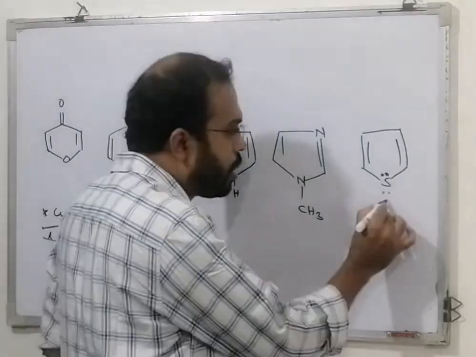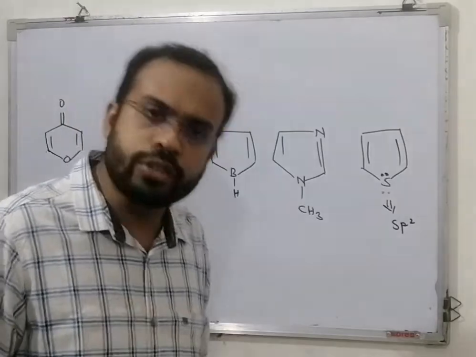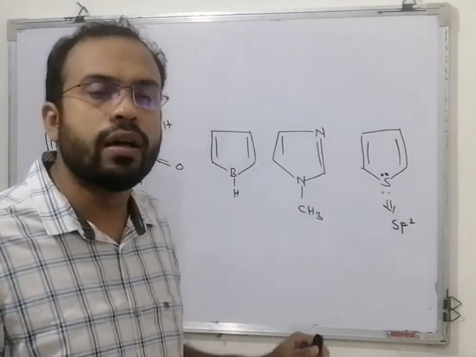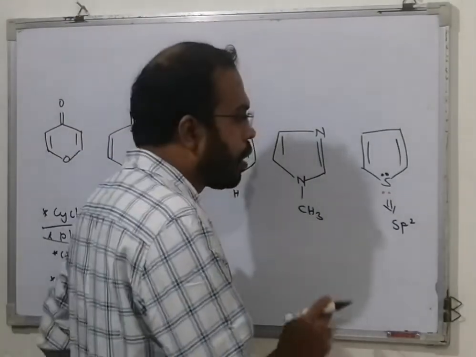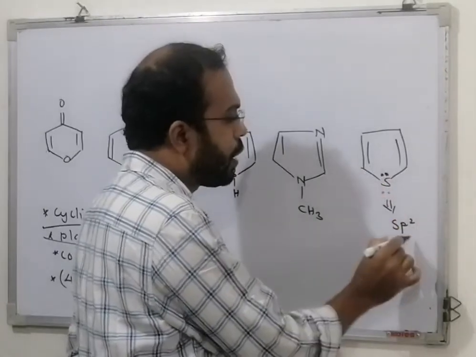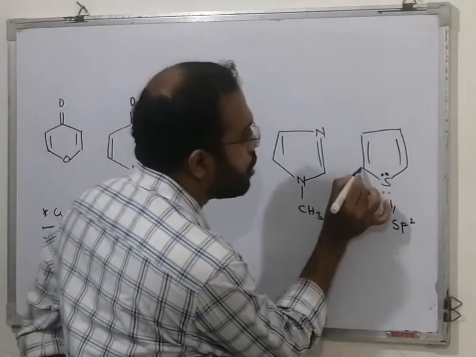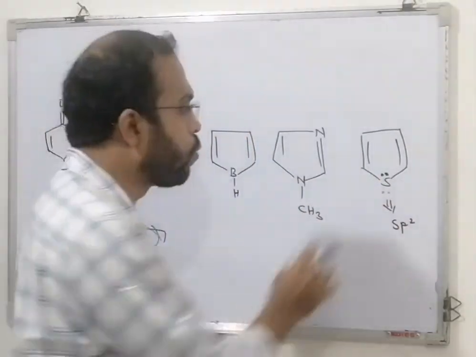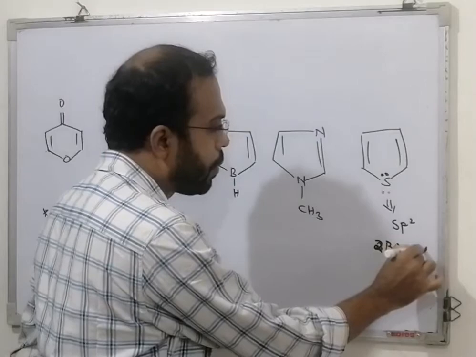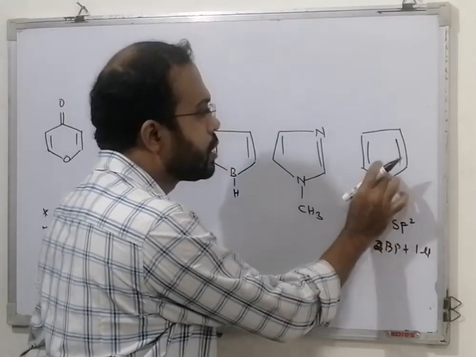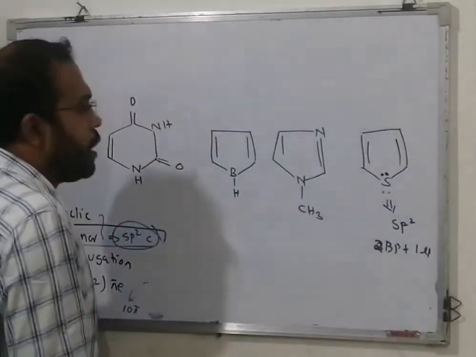Now suppose there is a question: what is the hybridization of this sulfur? This is also sp2. Then only it will become part of the planarity. How do you prove that? sp2: 3 hybridized orbitals, 1 non-hybridized. That is why it has a bent shape. 2 hybridized and 1 lone pair. 2 bond pairs and 1 lone pair. Which lone pair? This is part of the conjugation. It is not the hybridized lone pair. Fine. Okay.